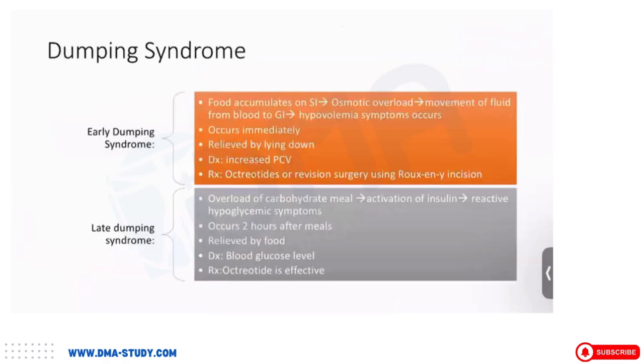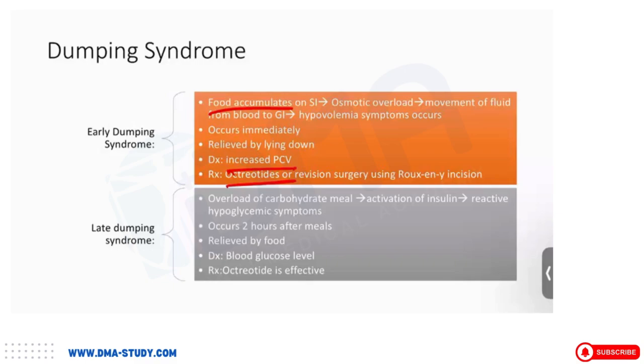Apart from that, complication: dumping syndrome. Food accumulates, so-called dumping syndrome. Increased PCV is used for diagnosis. Treatment is octreotide. In late dumping, low blood sugar is seen for diagnosis. Treatment is also octreotide. So for any dumping syndrome, you directly choose octreotide as the treatment of choice. The only difference is early dumping, where you see the effect immediately, while late dumping syndrome, you see after 2 hours. Simply speaking, you may see small intestine filled with food early. In late dumping, the body is filled with the carbohydrate load.